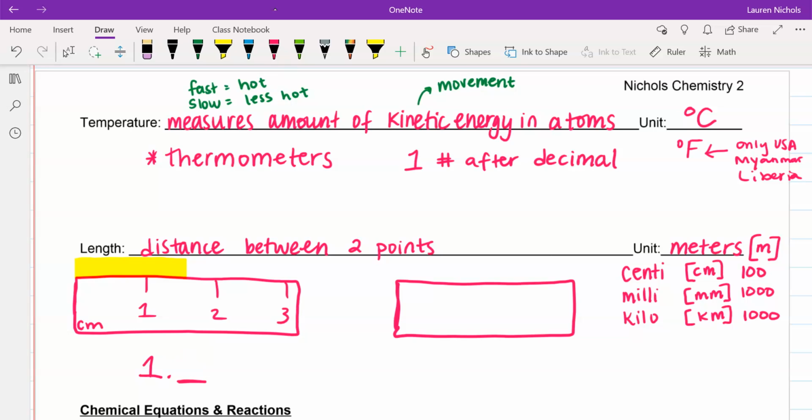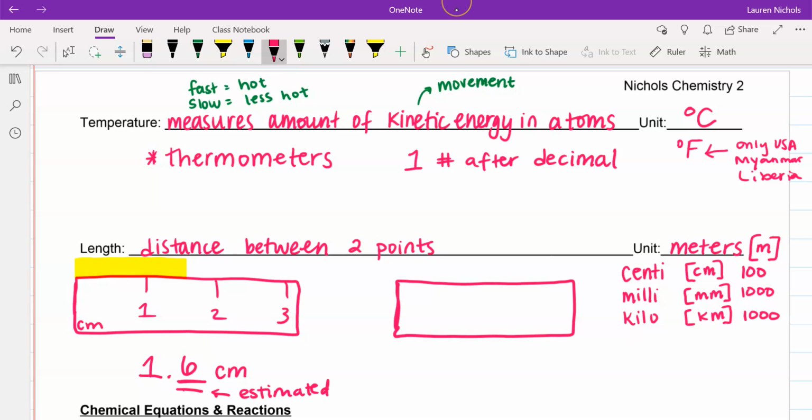But if I wrote instead, well, I think it's 1.6, that would be equally correct because that is our estimated digit and we do not know for sure. But we do have to estimate a digit because we know that it's not exactly 1. It is in between 1 and 2. That is what we know for sure. So this 6 is an estimated number or a guess.